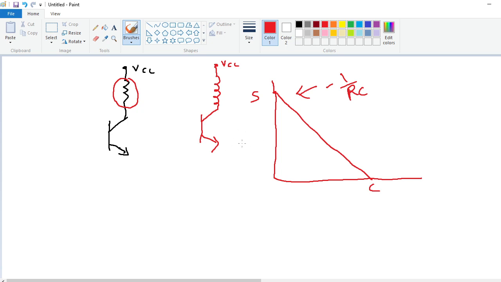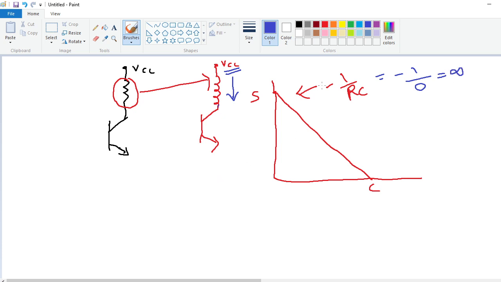So now coming to the Class A transformer coupled amplifier, instead of RC, here a coil is used. What is the basic property of a coil? A coil has the ability to oppose change in current, but here DC is applied, plus VCC. So in ideal condition there is no question of change in current. So theoretically, the resistance of this coil is 0. So obviously the slope of the DC load line is minus 1 by 0, that is equal to infinity.